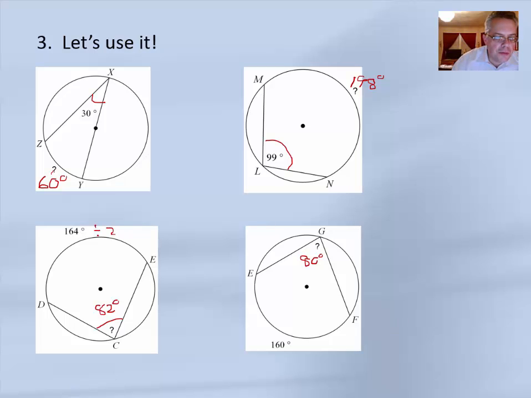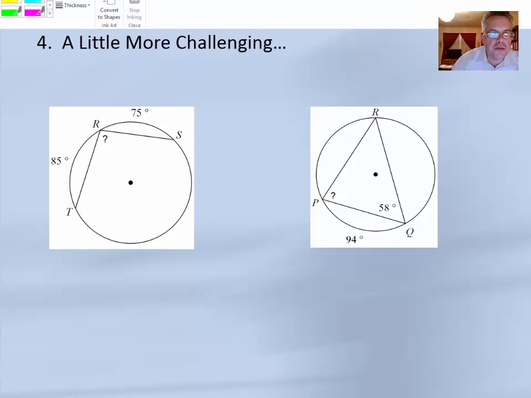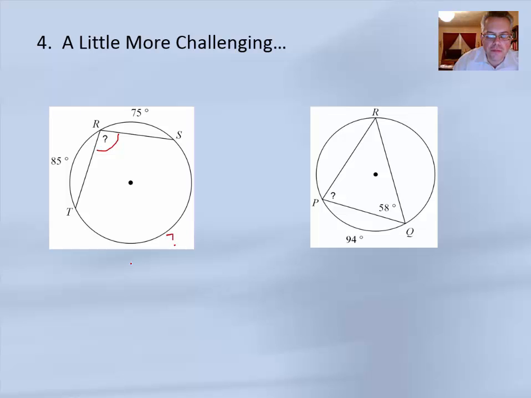These next 2 problems are a little bit more challenging, just because we have to do a little bit more work to get to the angle, but that's okay. Kind of like a puzzle. So if you like solving puzzles, these are kind of cool. So here, we want to know the measure of this angle here. Well, that would be easy to find if I knew the measure of this arc out here. And we can get that. Remember, all the way around the circle is 360 degrees. So if I subtract these 2 pieces from 360, I get the arc, and then I can get the angle.